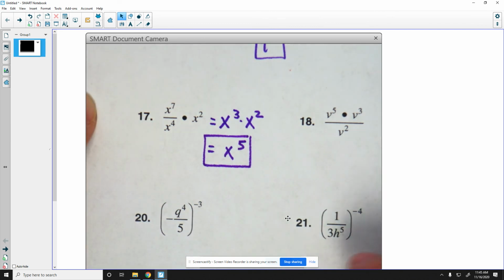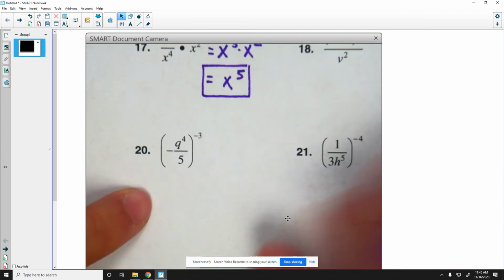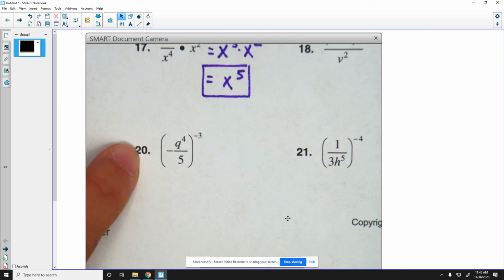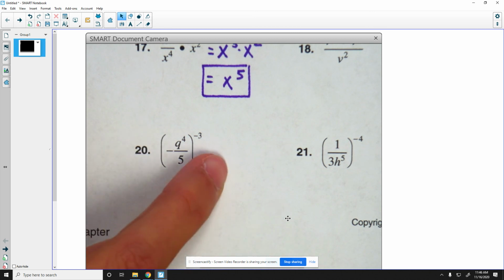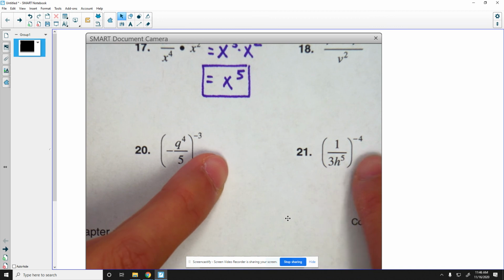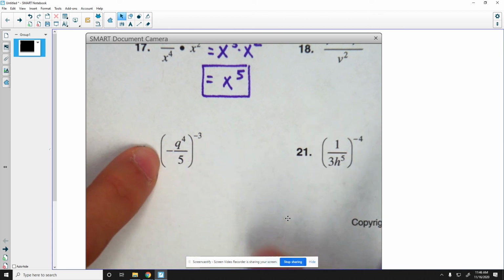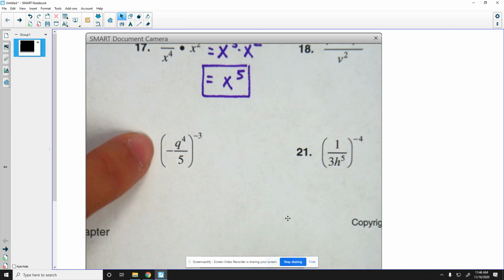Okay. Number 20. Eek. All right. First thing I do not want you to do is flip. Please do not start flipping things around because you see all of that to the negative 3rd. If you have something to the negative power, just like number 21, please don't start flipping. Distribute it first, and then you can flip after the parentheses are gone.